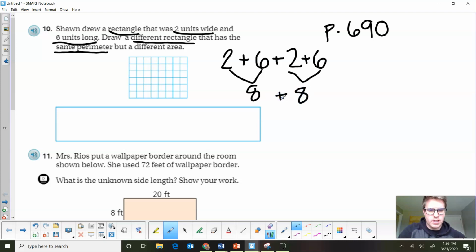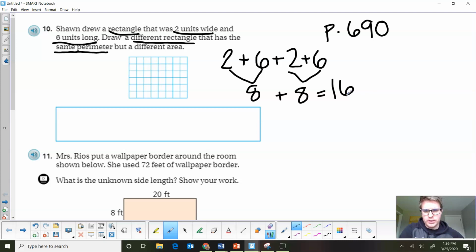So what is 8 plus 8? Carson? 16. 16 is the perimeter. Good job. So we've got 16 units for rectangle 1. We need a different rectangle that also has 16 units but a different area.